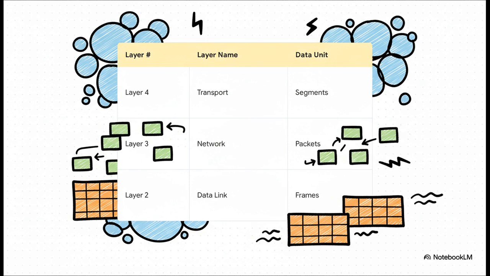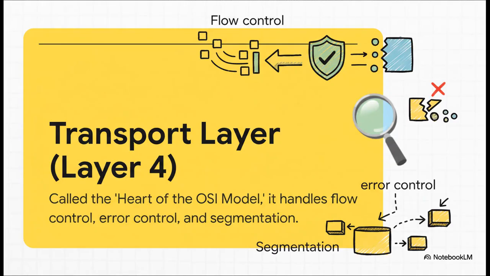At layer 4, the transport layer, our data is called segments. Then, at layer 3, the network layer, it's broken into packets. And way down at layer 2, the data link layer, it's called frames. It's like the data gets a different name for each leg of its journey. Now, let's just zoom in on layer 4 for a second.